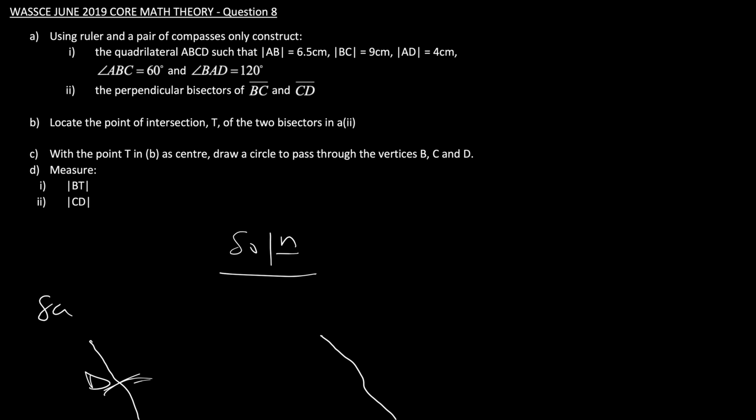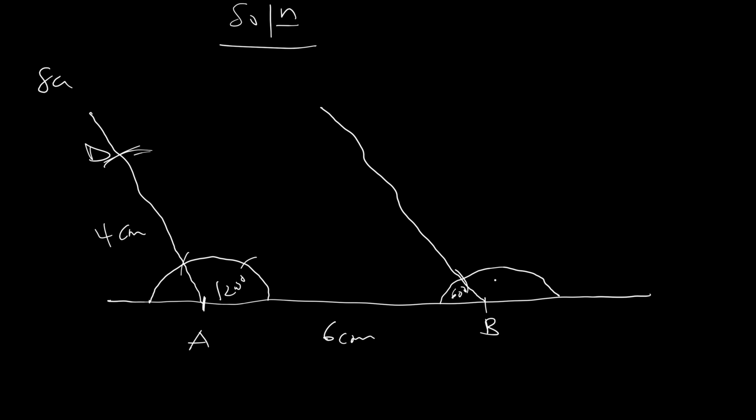And then with the help of our compass again, we take a length of 9 centimeters from our ruler and we stand at D and make an arc to be our C, 9 centimeters. So we join D and C. So we have our quadrilateral A, B, C, and D.